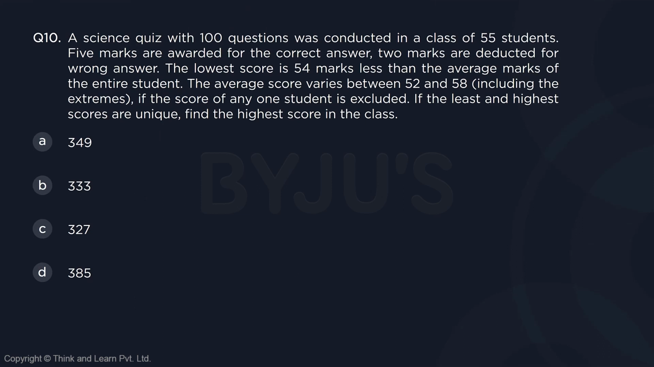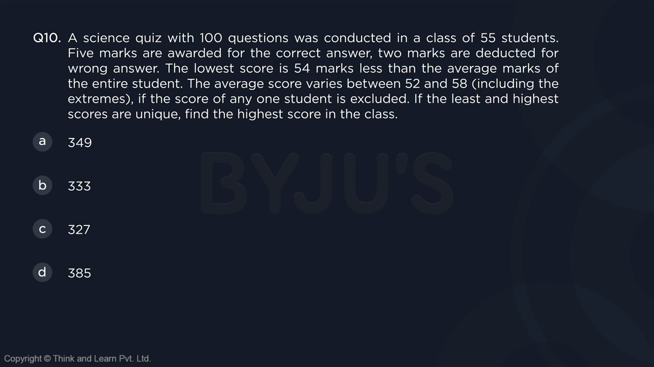Okay, moving on to the next 10th question. A science quiz which has 100 questions was conducted in a class of 55 students. 5 marks were awarded for the correct answer, 2 marks were deducted for the wrong answer. The lowest score is 54 marks less than the average marks of the entire class.